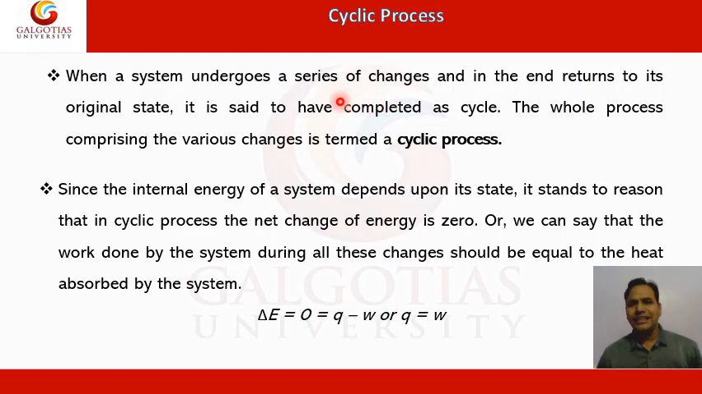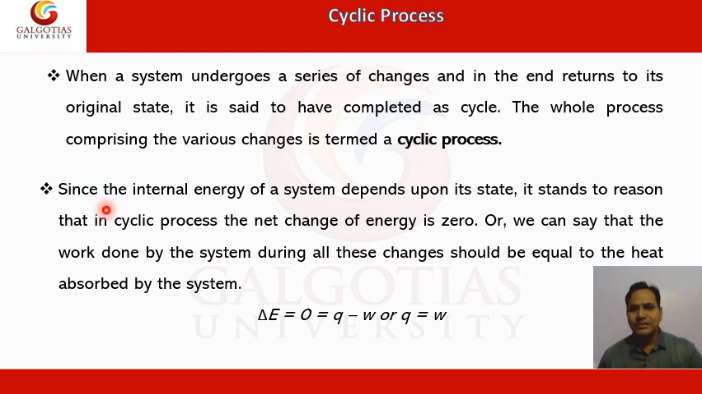Here showing the cyclic process. When a system undergoes a series of changes and in the end returns to its original state, it is said to have completed a cycle. So the whole process comprising the various changes is termed a cyclic process.